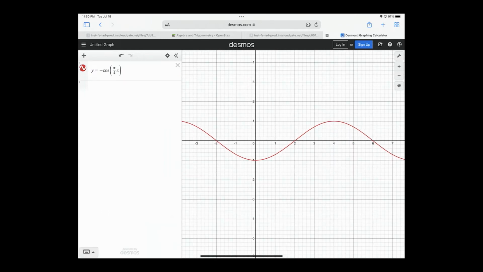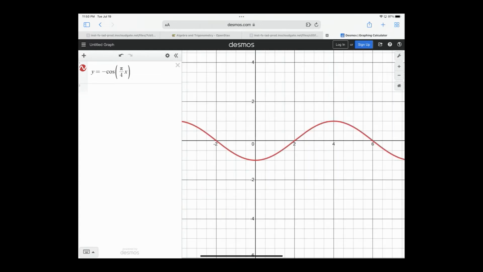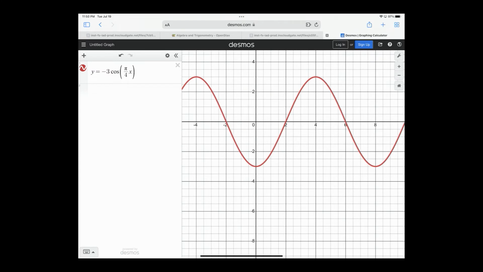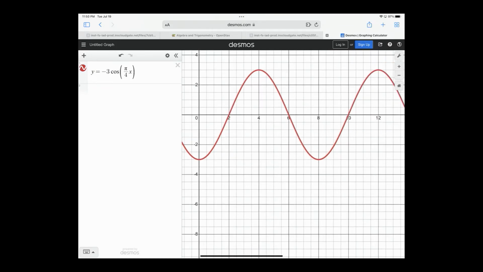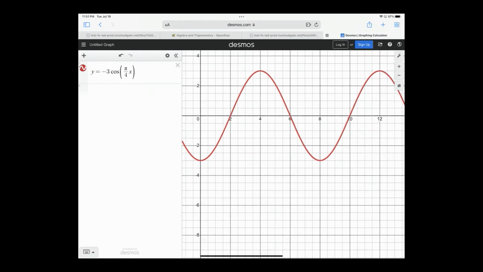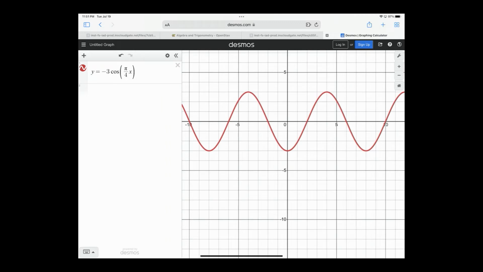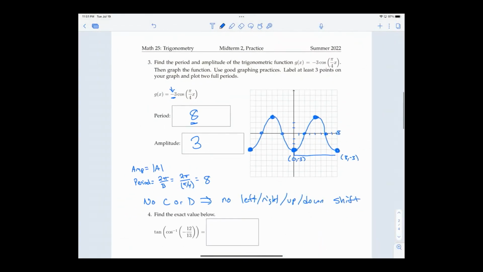So looking at this, let me make this bigger. You can see this point is at 0, -3. This point is at 4, 3. This one down here is at 8, -3. 4 is halfway, and then halfway between 0 and 4 is this 2, and halfway between the 4 and the 8 is this 6. So it's the same graph that I graphed, and there you go.